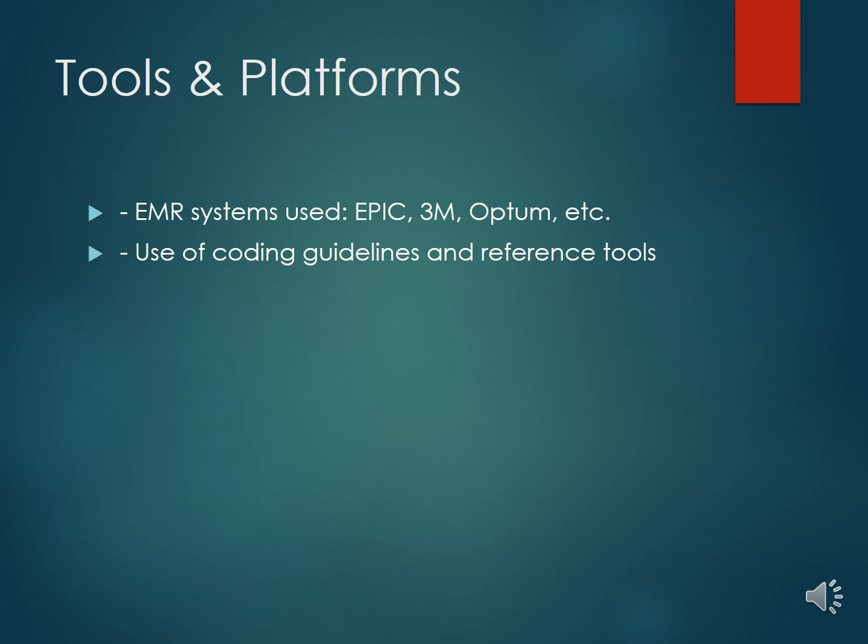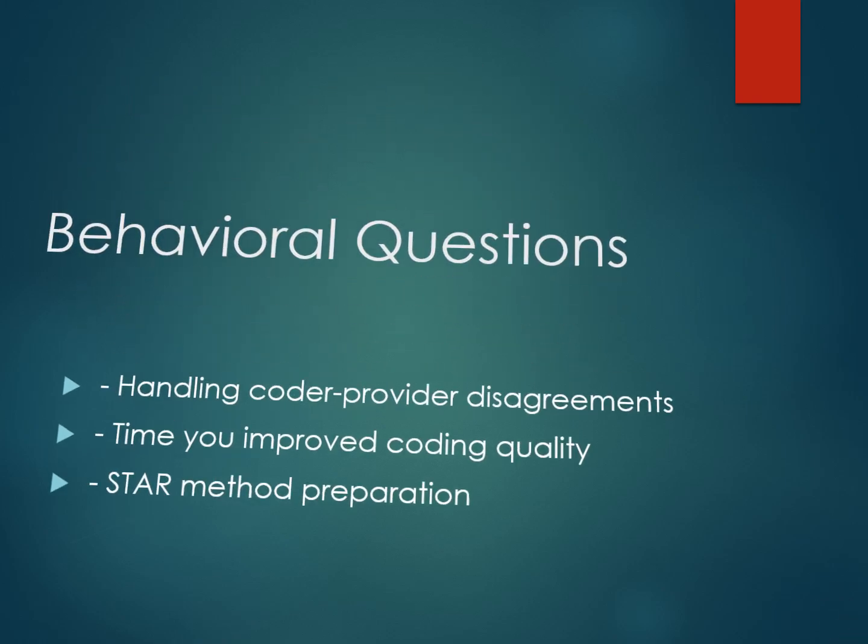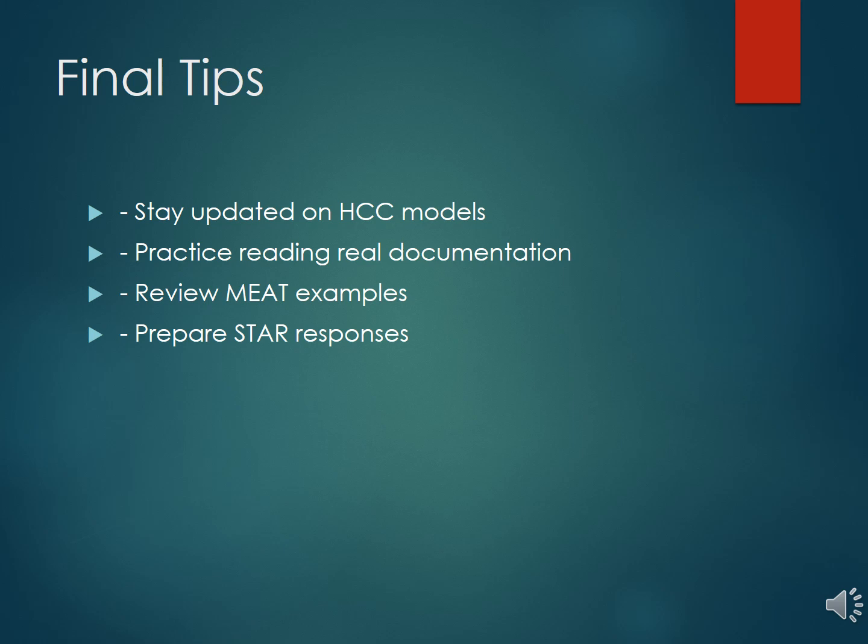Tools and platforms: EMR systems like Epic, 3M, Optum, and others. Use of coding guidelines and reference tools. Behavioral questions: handling coder-provider disagreements, a time you improved coding quality, STAR method preparation. Final tips: stay updated on HCC models, practice reading real documentation, review MEAT examples, prepare STAR responses.